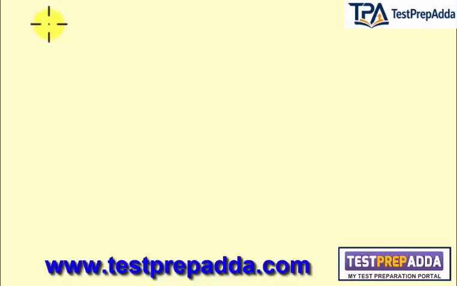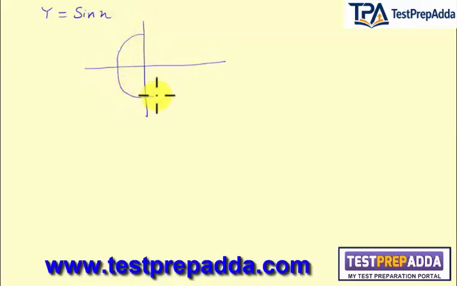Dear students, now I'll take the trigonometric function sine x. So if I write y is equal to sine x, consider a circle with unit radius. Although we have done this in the previous sessions of trigonometry, I'm repeating this for you. This is a circle with unit radius.